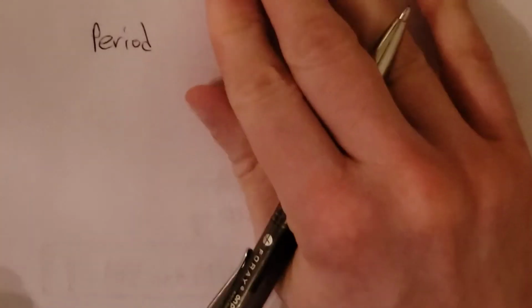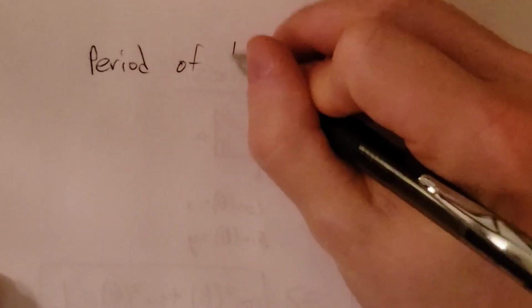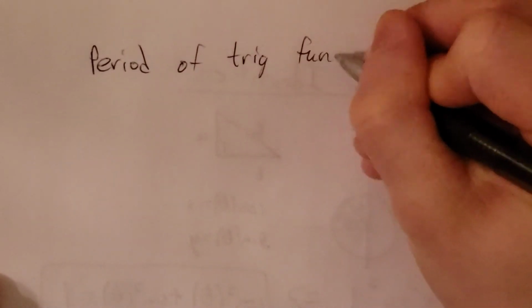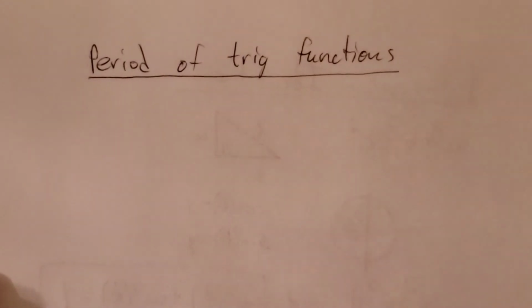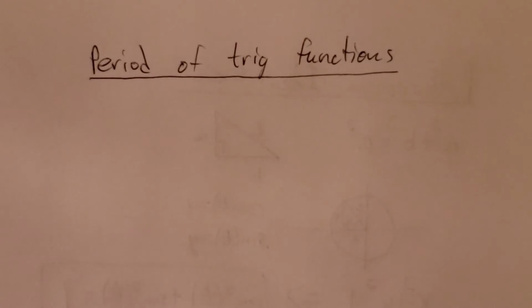Next, we're going to talk about the period of a function, specifically the period of trig functions. You should go read the definition of a period if you haven't already. You should do that now. But essentially, what is the period of a function? Well, a period of a function is the smallest value that when we add it to the input, we get the same output every time.